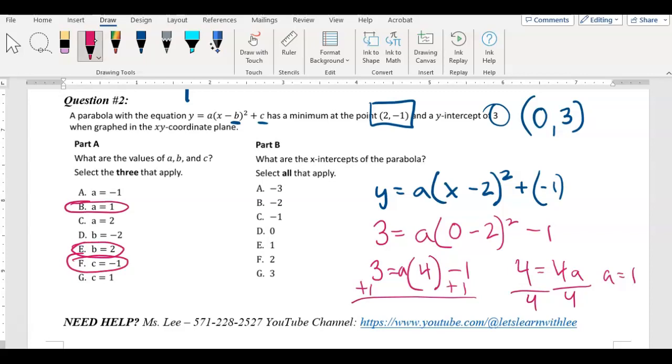Okay, now notice I'm saying that b equals 2 because this negative is part of the equation. So I'm plugging in a positive 2 for b. So our values are 1, 2, and -1.